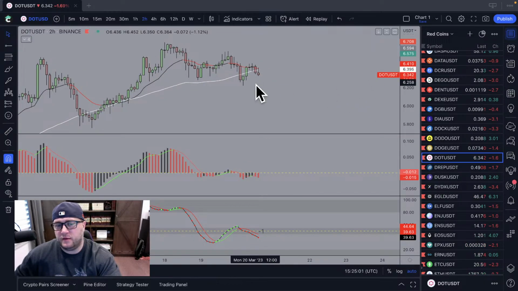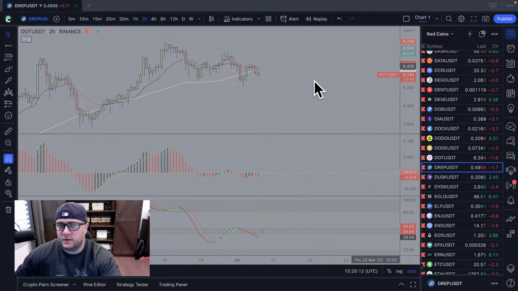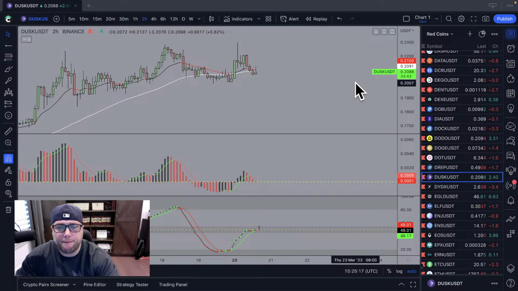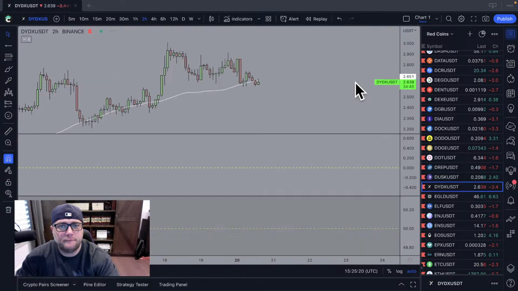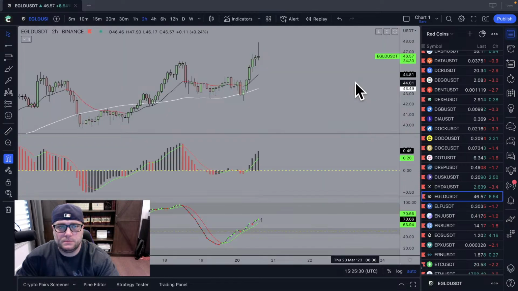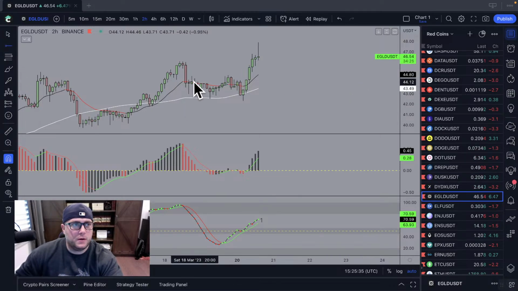Dot, man, see this would have been a decent one. You would have gambled on that one too. Everything's pushing down, pushing down, pushing down. We had a little pump up of 1.12. Yeah, it's good times. Nice little pump up on EGLD.